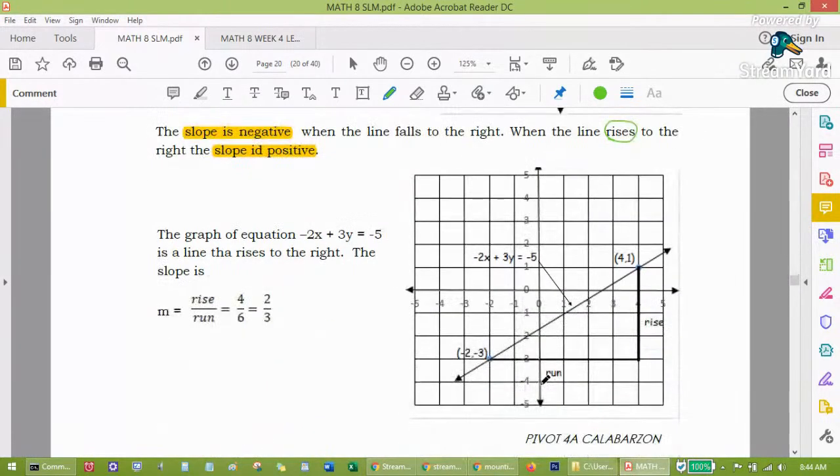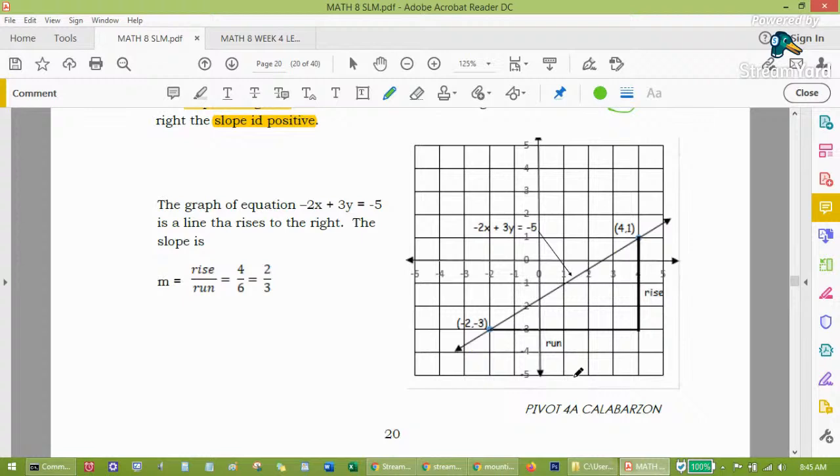So, example, meron tayong graph dito. Okay? So, paano tayo nagbabasa? Simula sa kaliwa. Pagpunta natin sa right, umaakyat tayo. We are rising. Umaakyat tayo habang papunta tayo sa kanan. So, therefore, the slope of this one is positive.